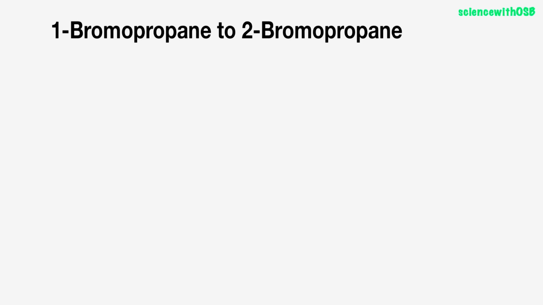First, we can draw the structures of product and reactant. So 1-bromopropane means what? CH3, CH2, CH2, Br, right? And 2-bromopropane is what? CH3, CH, Br, CH3. Correct, right?